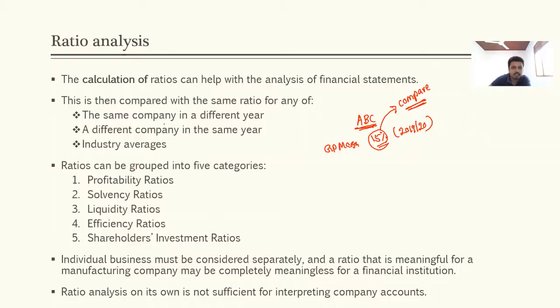This figure we can compare, right, with a different year. In 2019-20, the GP margin was 15%. In the previous year, 2018-19, GP margin was 20%. Now it provides us a meaning. Our GP margin has gone down, something is wrong. So we need to find a solution for that.